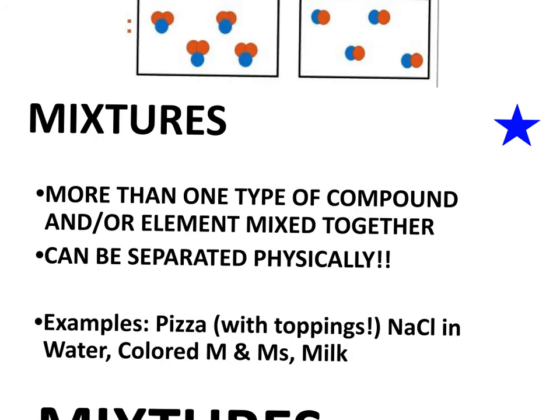Next, I see a mixture, and this is where I have more than one type of compound and/or element mixed together. These can be separated physically. Great examples of these are pizza with no toppings, salt and water, colored M&Ms, milk.